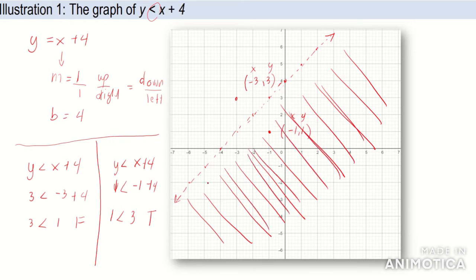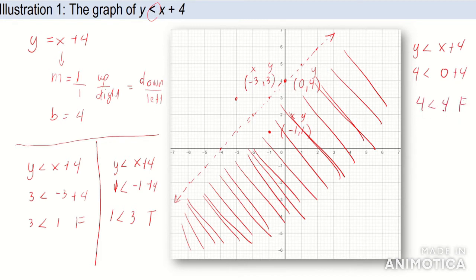Now, why is it that the points lying on the dashed line cannot be a solution to the inequality? Let's try one of the points here, say the y-intercept 0, 4. We have y is less than x plus 4, so our y is 4, less than x, which is 0, plus 4. So 4 is less than 4, and that is a false statement because 4 is equal to 4. Therefore, the points lying on the boundary line are not the solution.